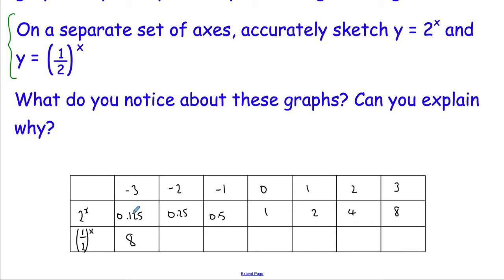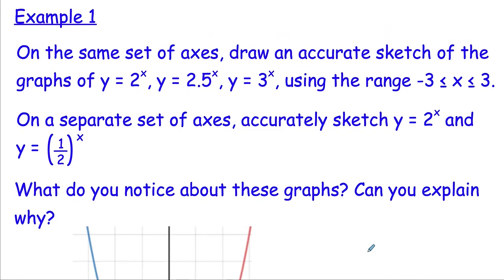0.5 to the power of -2 is 4. You can probably work out the next value. 0.5 to the power of -1 is 2. This is 1. This is a half. This is a quarter. And this is an eighth. And you should notice something.